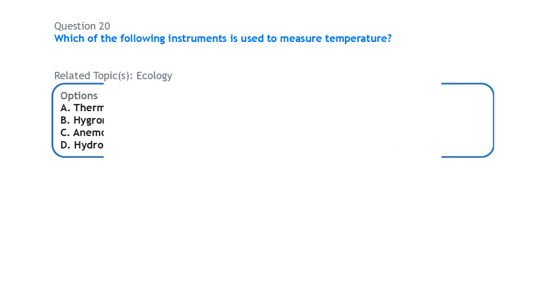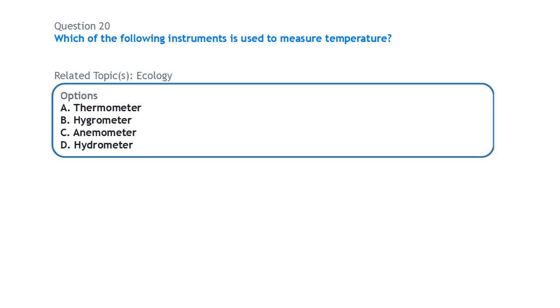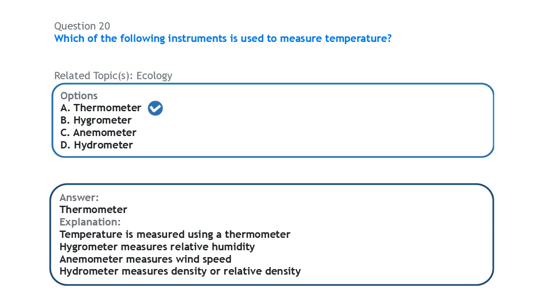Next question on ecology: which of the following instruments is used to measure temperature? That is a thermometer. The thermometer is used to measure temperature. The hygrometer is used to measure relative humidity. Anemometer is used to measure wind speed. Hydrometer is used to measure relative density or density.